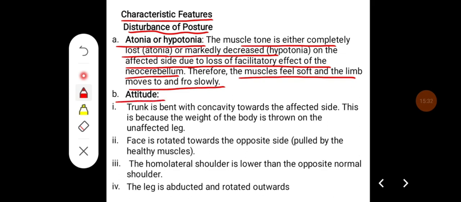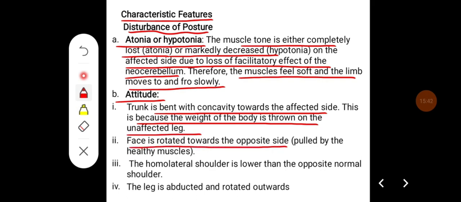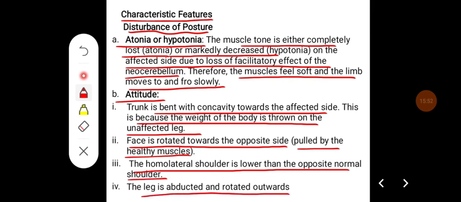Attitude: the trunk is bent with concavity towards affected side. This is because the weight of the body is thrown on unaffected leg. Face is rotated towards the opposite side, which is pulled by healthy muscles. The homolateral shoulder is lower than the opposite normal shoulder. The leg is abducted and rotated outwards.